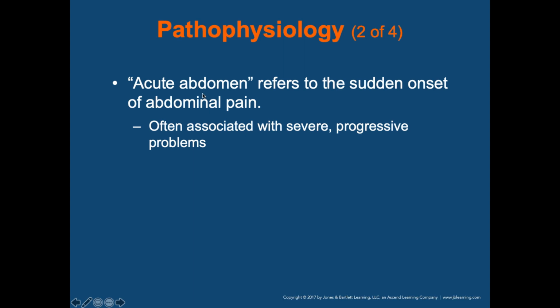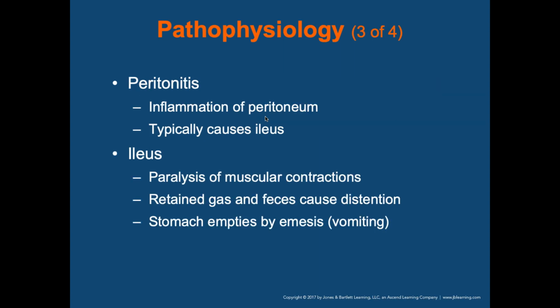The acute abdomen refers to the onset of abdominal pain, the sudden onset. So if I'm sitting here and all of a sudden I have significant abdominal pain, that's an acute abdominal issue, or acute abdomen. Anything with acute would be sudden onset, often associated with severe progressive problems. I'll cover more of the assessment here in a little bit, when we talk about how to assess these patients with an abdominal issue.